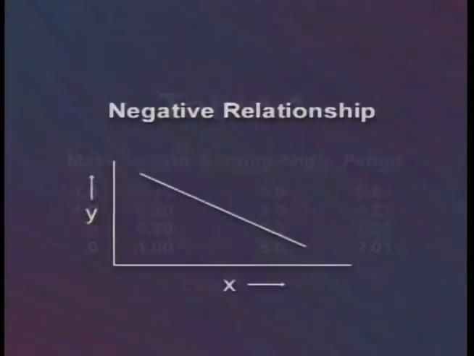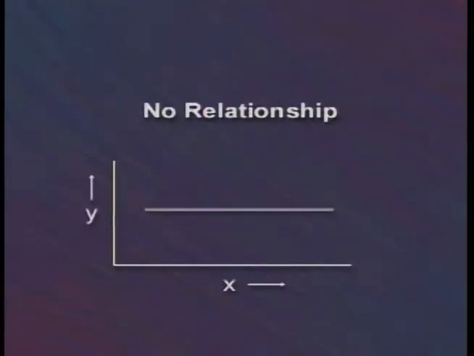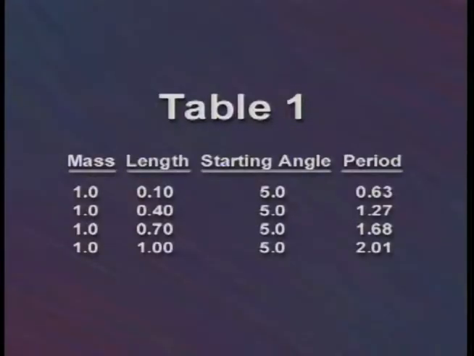Second, two variables can have a negative or indirect linear relationship. In this case, as one variable increases, the other variable decreases. In the following graph, as the values of the x variable increase, the values of the y variable decrease. Finally, there can be no linear relationship between the two variables. That is, as one variable changes, another remains constant. In our physics example, for instance, as the period changed, the value of mass of the pendulum remained constant.